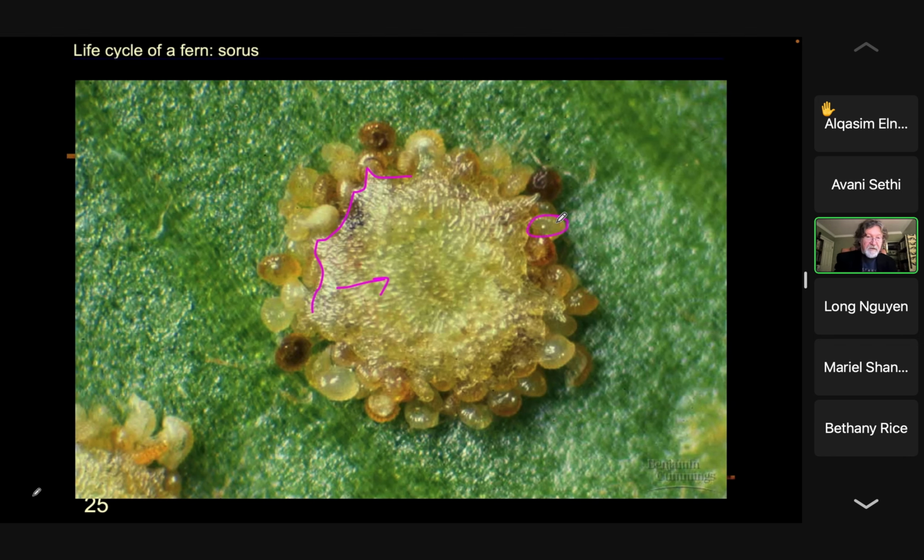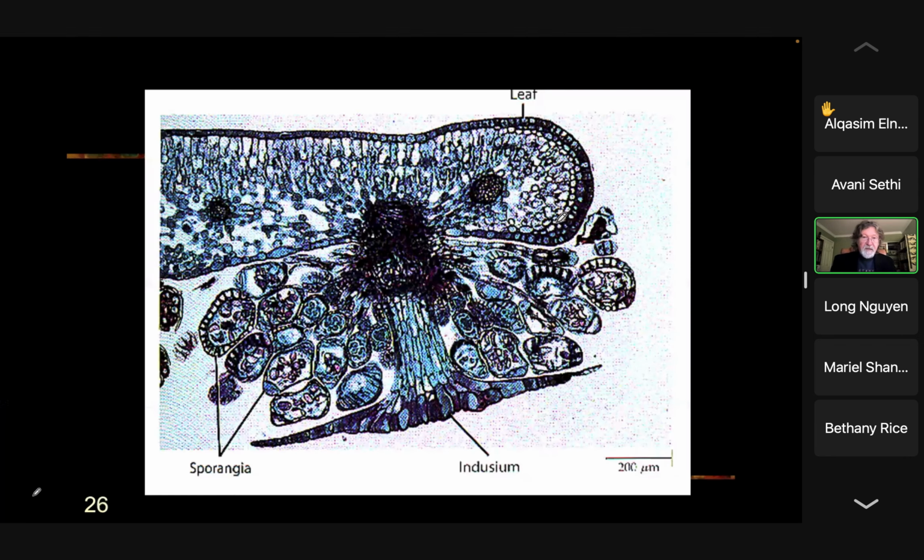So I'm going to take a closer look at the sporangium. This is a cross section, okay? And it's a drawing. I got it from a different book, so you can see it from side view. So this is the leaf up here, and this is the major stalk of the sorus, and branching off of this stalk are the sporangia. So that's a sporangium.